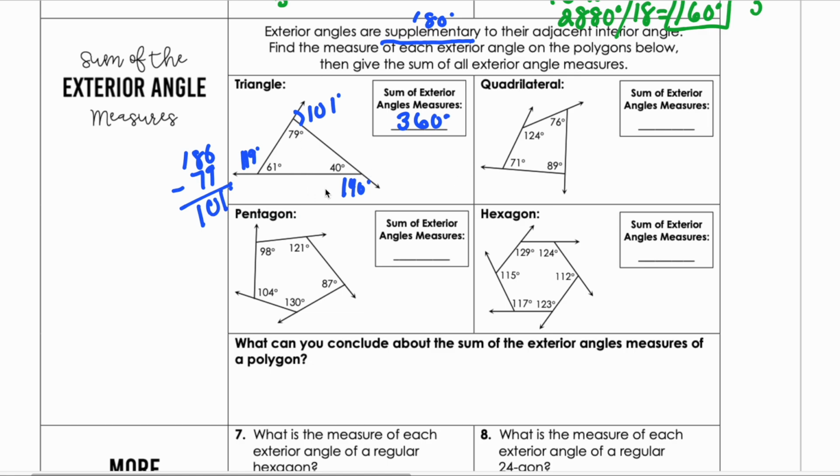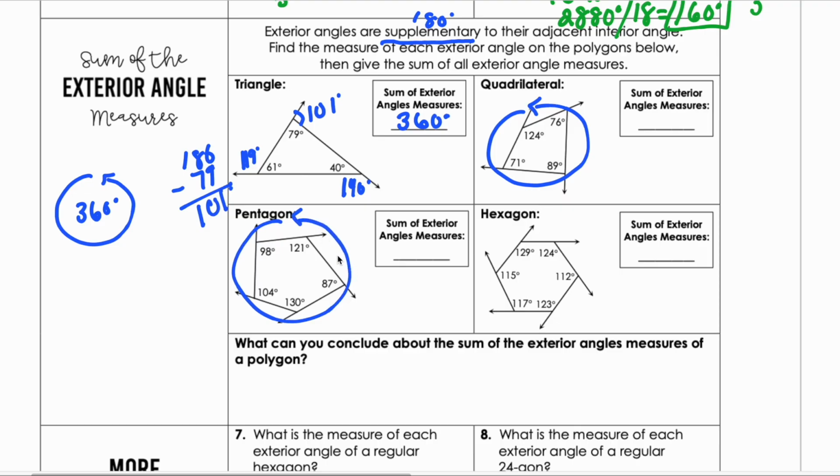Now let's think about this logic. When we talk about going around in a circle, we know that it takes us 360 degrees to make a complete circle. That same logic applies when it comes to going around a polygon. If I go around each of these polygons, I will find that each of the exterior angles are going to have a sum of 360 degrees. No matter the polygon, it will always be 360 degrees.